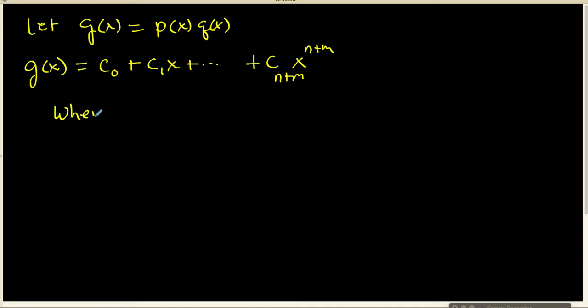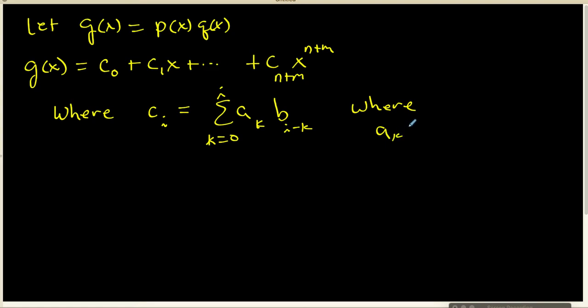And we know something from the previous video. From the previous video, we know that the coefficients of this product polynomial can be written as a sum as k goes from 0 to i of ak times b(i minus k), where we do need the provision that ak is equal to 0 if we are looking at a k that is bigger than n, and b(i minus k) is equal to 0 if i minus k is bigger than m.